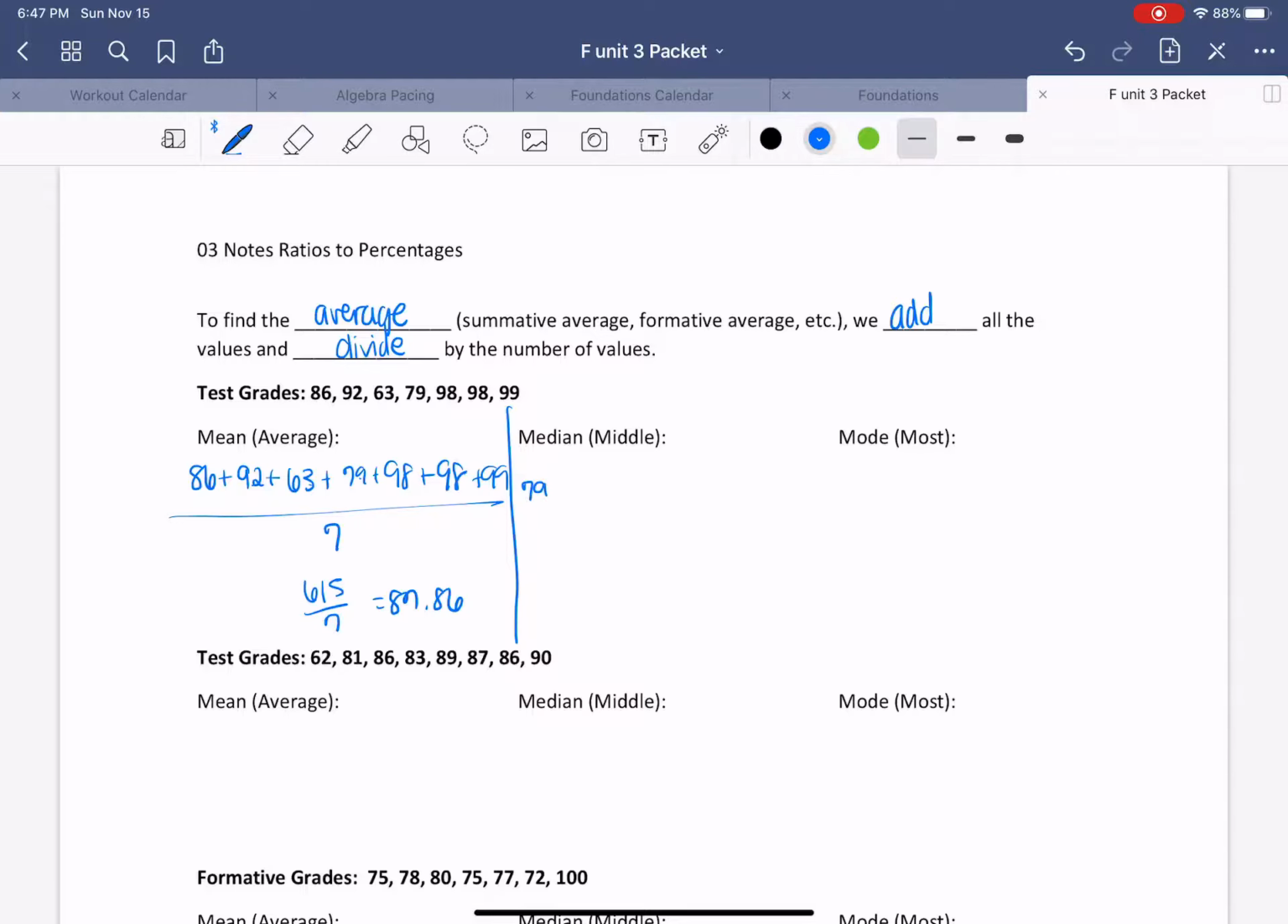So 63, 79, 86, 92, 98, 98, and 99. And then I cross off until I get to the middle number. So that would be a 92. Okay? And then the mode is the most that happens. So here, the number that occurs the most frequently is a 98.